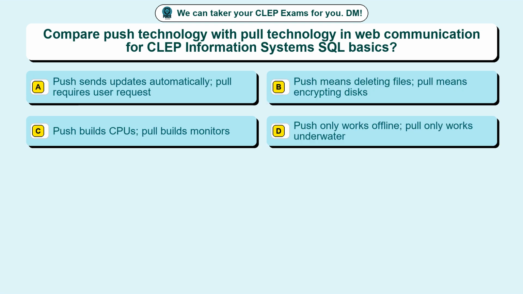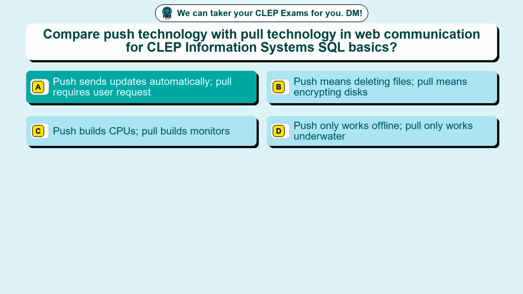Question 30. Compare push technology with pull technology in web communication for CLEP Information Systems SQL Basics. Option A. Push sends updates automatically, pull requires user request. Option B. Push means deleting files, pull means encrypting disks. Option C. Push builds CPUs, pull builds monitors. Option D. Push only works offline, pull only works underwater. The correct answer is option A. Push sends updates automatically, pull requires user request.